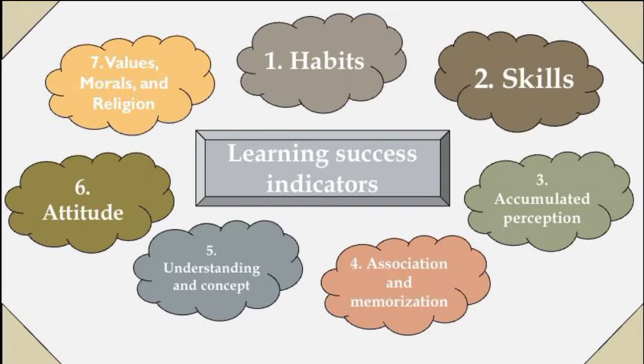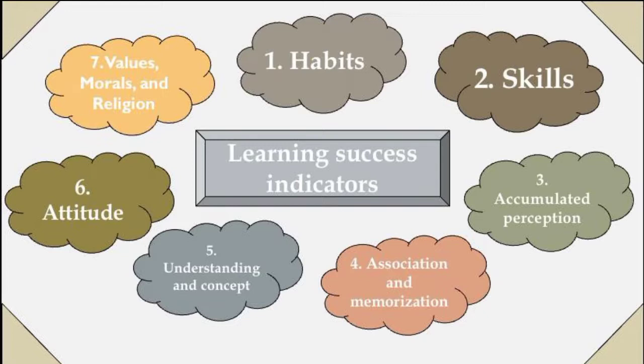And the fifth is understanding and concept, namely the types of learning outcomes obtained through rational learning activities. And the sixth is attitudes, namely an understanding, feelings, and tendencies of students to behave towards something. And the last is value, which is a benchmark to distinguish between good and bad. And moral and religion. Morality is the application of values in relation to the lives of fellow human beings, while religion is the application of transcendental and unseen values.